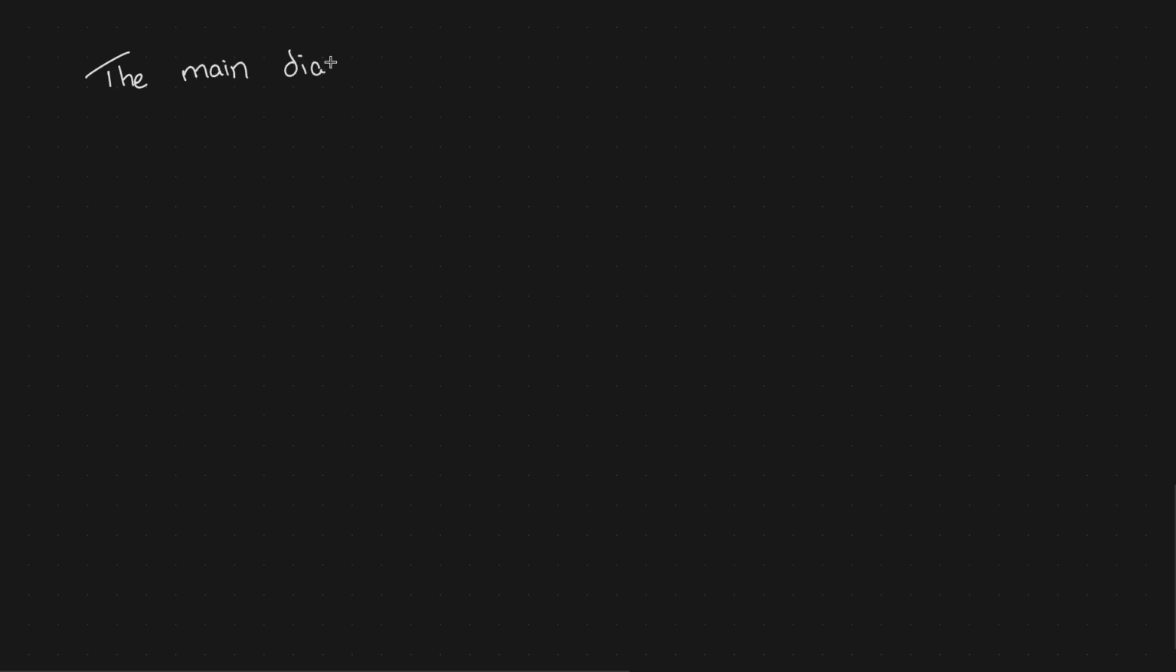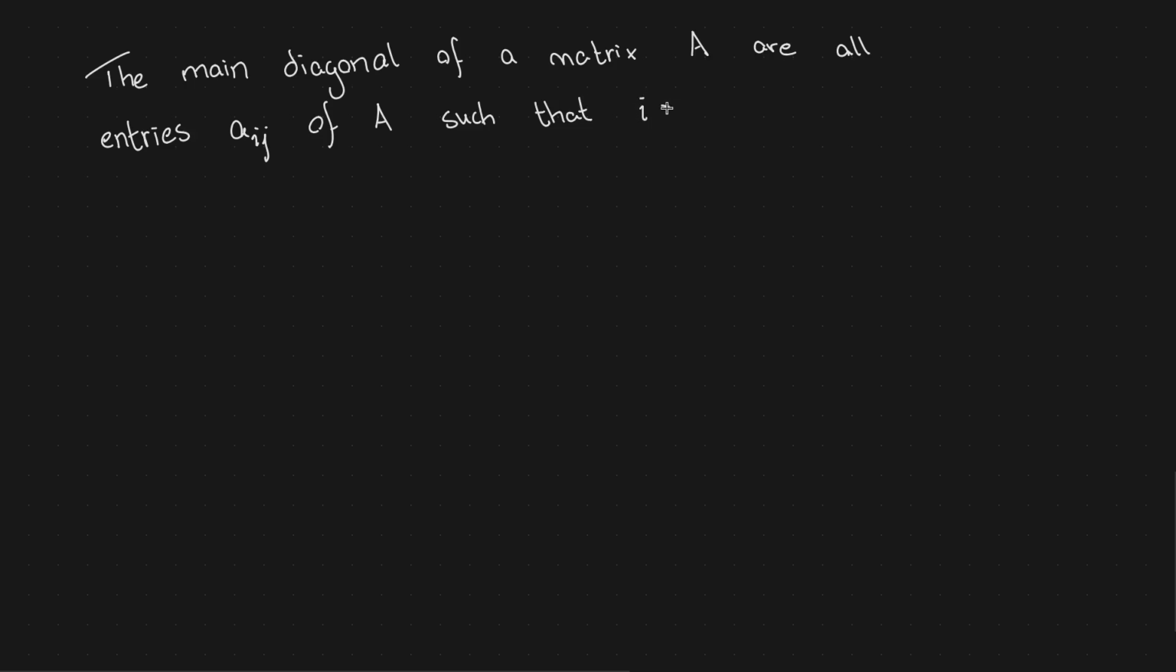The main diagonal of the matrix A are all entries Aij of A such that i is equal to j. Okay. In other words, it's all the entries where the row and the column are the same number. Okay. Let me show you what that looks like.